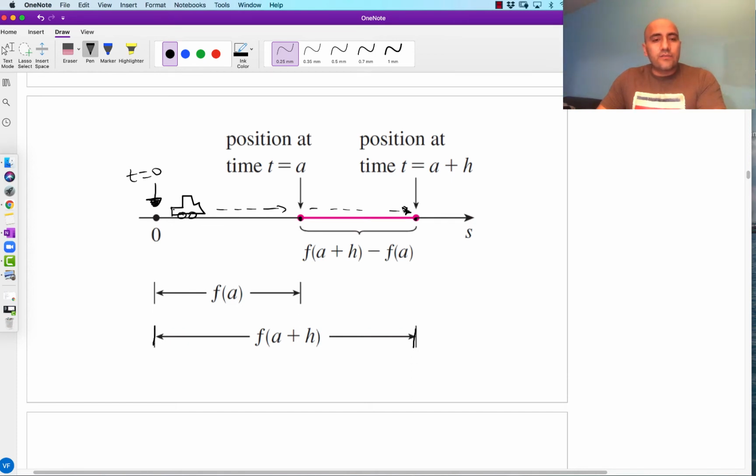For instance, you start off your car and you're driving, and let's just pick a number, say this is at 10 seconds. At 10 seconds, you're there, and then you wait a little bit, and at h equals 4, this whole timestamp would be 14 seconds, right? The gap is 4 seconds. In those 4 seconds, how far did you travel? Well, that would be the distance f of a plus h minus f of a. That describes the distance traveled over a time interval of h.